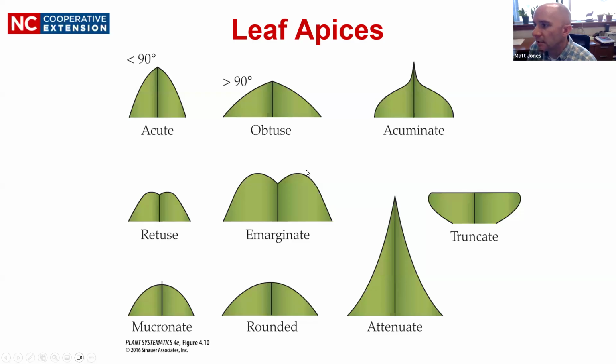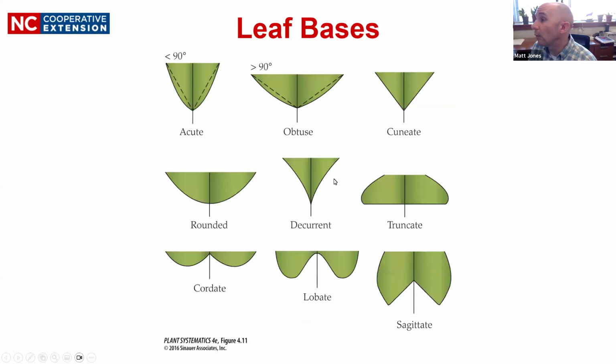If it's more of a nice, voluptuous badonkadonk, it's said to be emarginate. If they're flat, truncate, they can be rounded. Oh, sorry, mucronate is where there's a little pin sticking out. And then attenuate is where there's a gradual concave curve, like you might see on a lot of tropical plants or plants in wet environments.